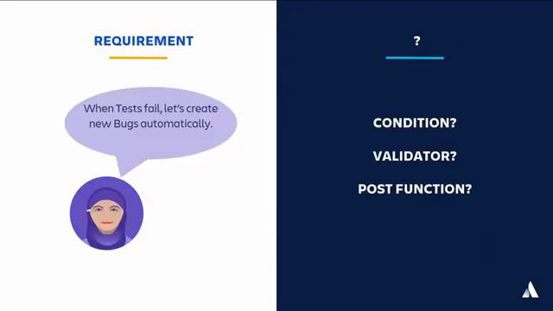When tests fail, let's create new bugs automatically and link them to the original issue in order to streamline the QA process and enhance collaboration between testing and development teams. Which transition element do we need?